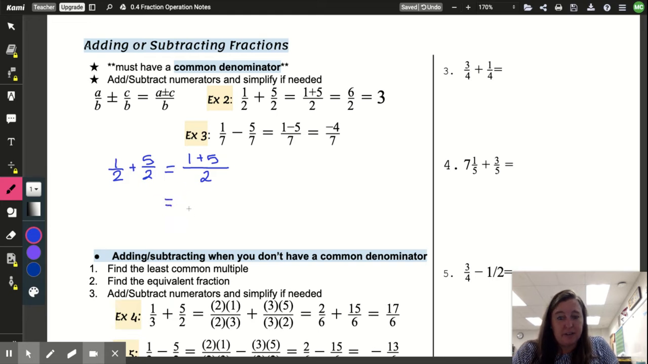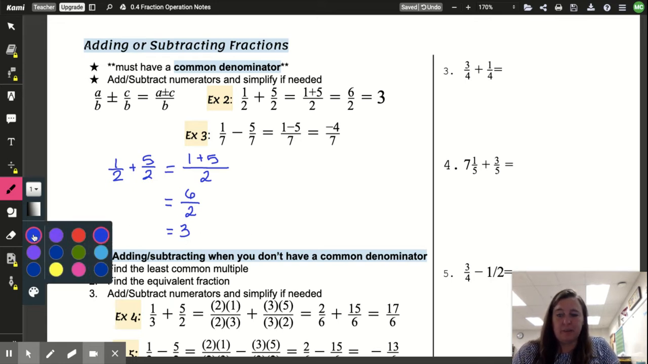Then we just need to simplify. So again, I'm keeping the denominator the same, adding the numerators. 1 plus 5 is 6. And then always with fractions, if you can reduce your result, you need to. You know you can reduce it if the numerator and the denominator have any common factors. 6 and 2 are both divisible by 2, so we can divide them both by 2, which would give me 3 on top and 1 on the bottom. And when there's a 1 for your denominator, you don't have to write that. So we'll just leave that off.